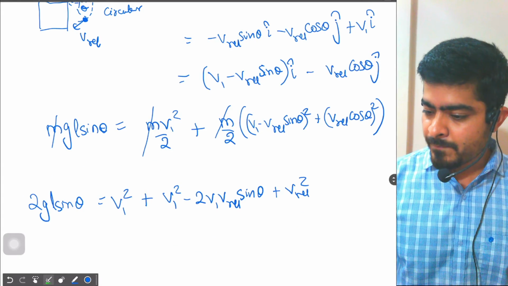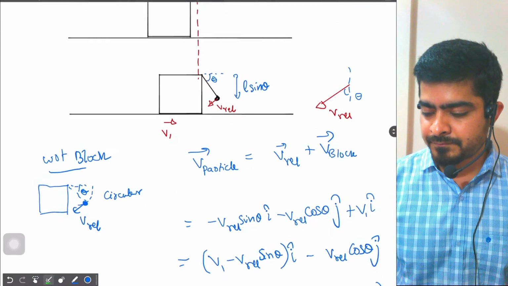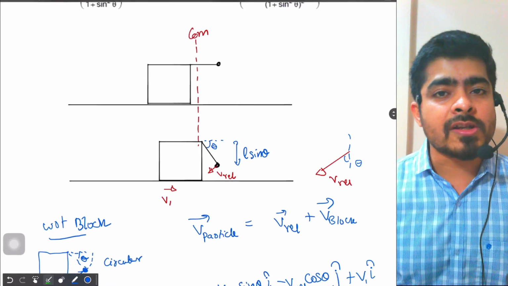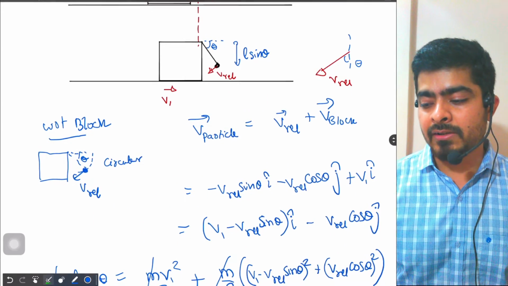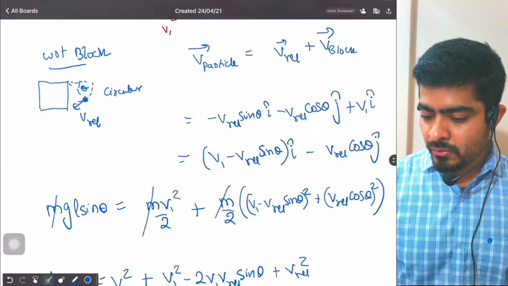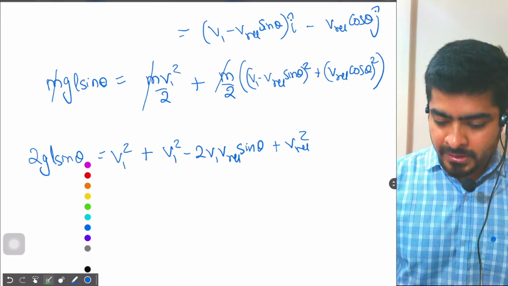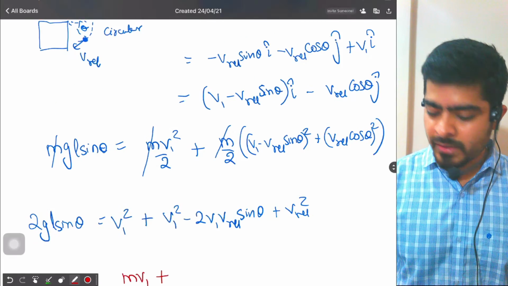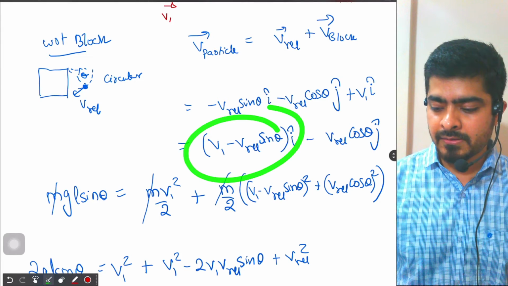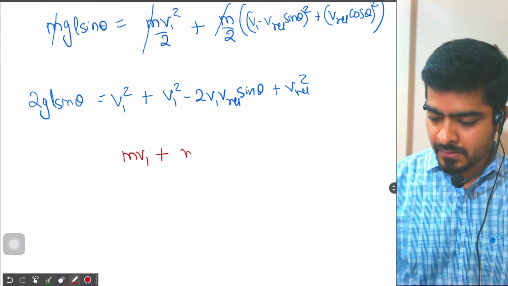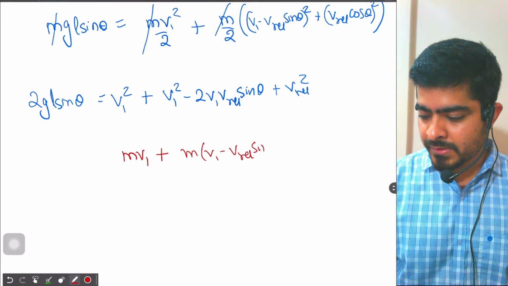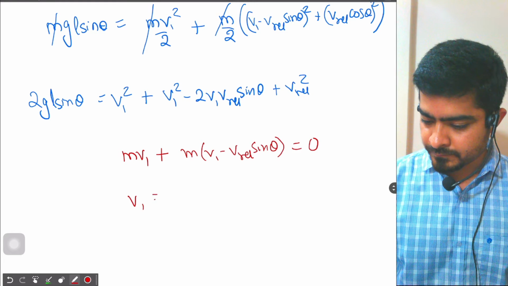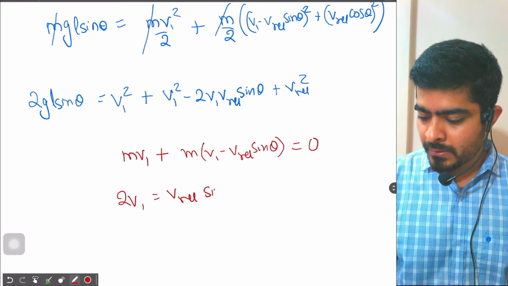What will that be? So we apply momentum conservation. The system is having no external force along horizontal, center of mass is not moving along horizontal, so the net velocity of center of mass along horizontal should be 0. So momentum of block along x-axis m v1 plus momentum of particle along x-axis m times this velocity, m times v1 minus v relative sine theta should be 0. So from here I get 2v1 will be v relative sine theta.